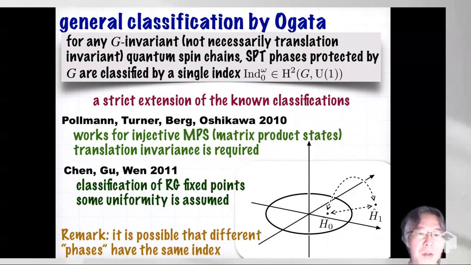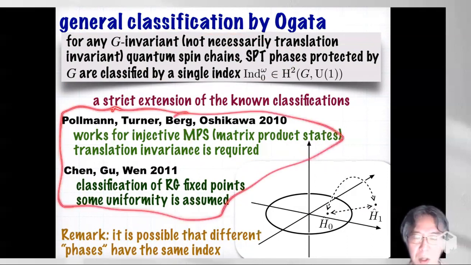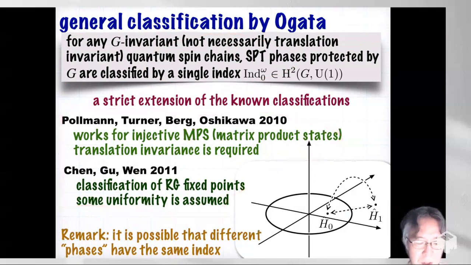And the other is a classification by Chen, Gu, and Wen given in 2011. This is based on the consideration of fixed points of some renormalization group (RG) transformation. So to discuss RG fixed points, you need some uniformity. Of course, Ogata doesn't assume any uniformity or any translation invariance. So in this sense, Ogata's classification is a strict extension of these known classifications given in the physics literature.